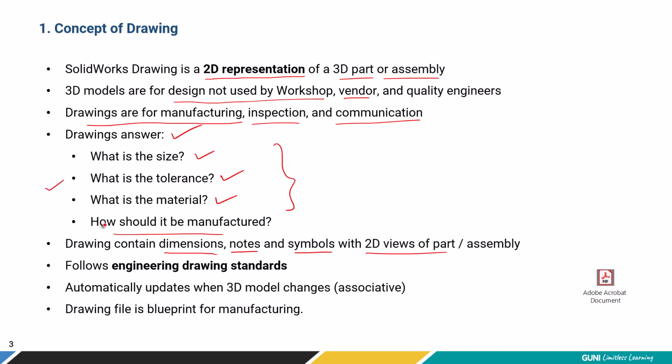Now drawings basically follow engineering standards like ISO standard, American standards. So the benefit of drawing is it automatically updates when the 3D model changes. So they are associated with the 3D model. You can also change the dimension in the 2D drawing and the model will update. So this is the great advantage of SolidWorks drawing. Now a drawing file is basically a blueprint for manufacturing.